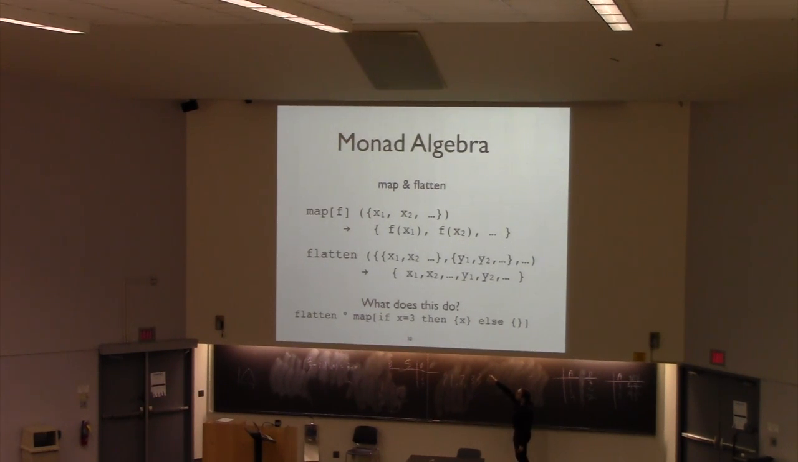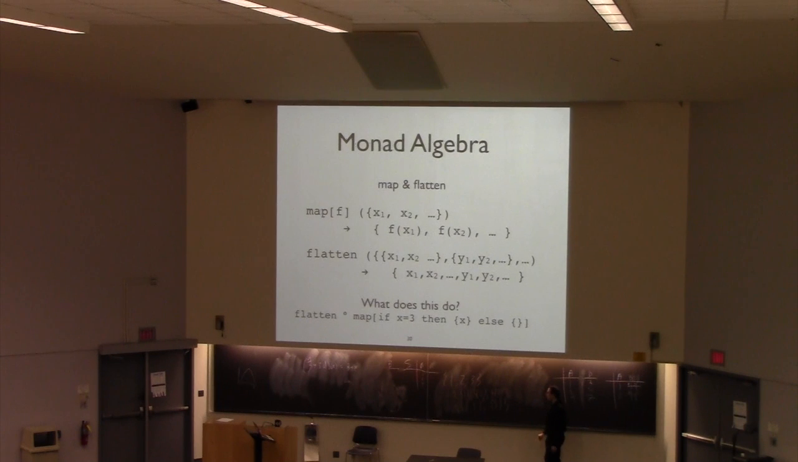Now, I want to first map this function over every element. So I'm going to get f of 1, f of 2, f of 3, and that's all the elements. What do I get when I apply f to 1? Empty set. To 2? An empty set. And what about to 3? 3. I should have picked a different number.